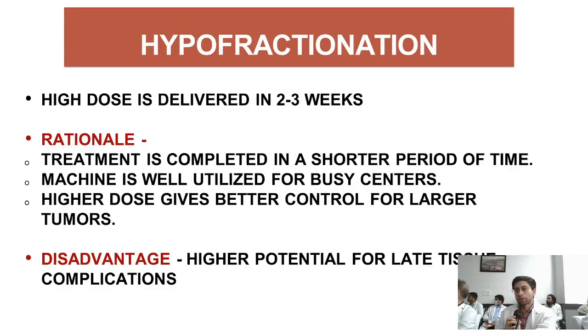The next one is hypofractionation. So, as the name says, hypofractionation means we are giving fewer fractions. But again, the problem here is going to be that if we're decreasing the fractionation, we are increasing the dose. So high dose is actually delivered in 2 to 3 weeks. And the rationale behind this is that we're completing the treatment in a shorter period of time. The higher dose actually gives us the better control for larger tumor, but again, the same disadvantage is that it's a potential for late tissue complications.